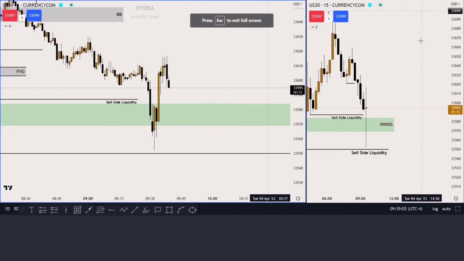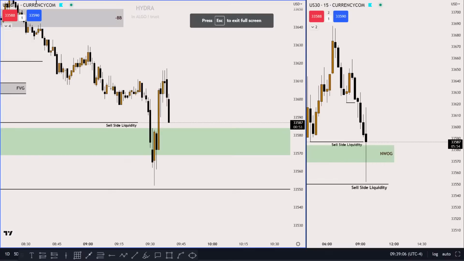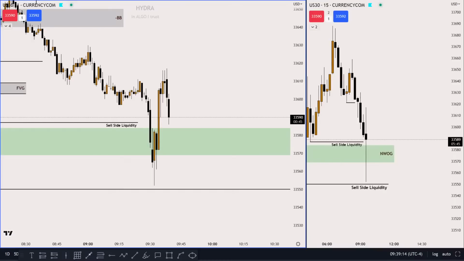Okay, let me know how many of you are trading on US30. And if you are trading on US100, let me know that too. If you are trading on US500, let me know that too. Chat, let me know where you are trading.